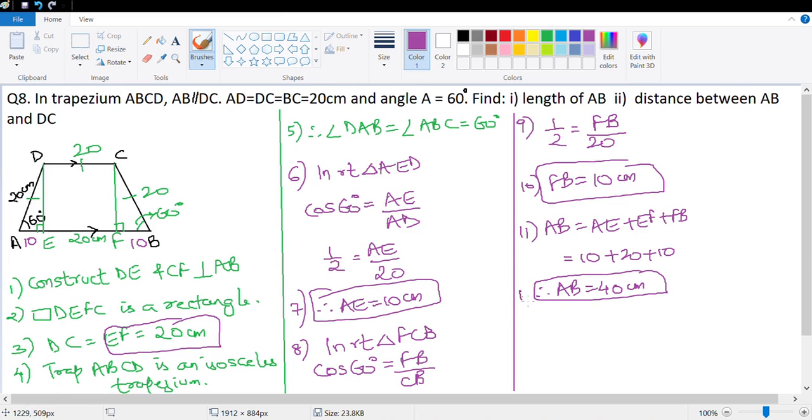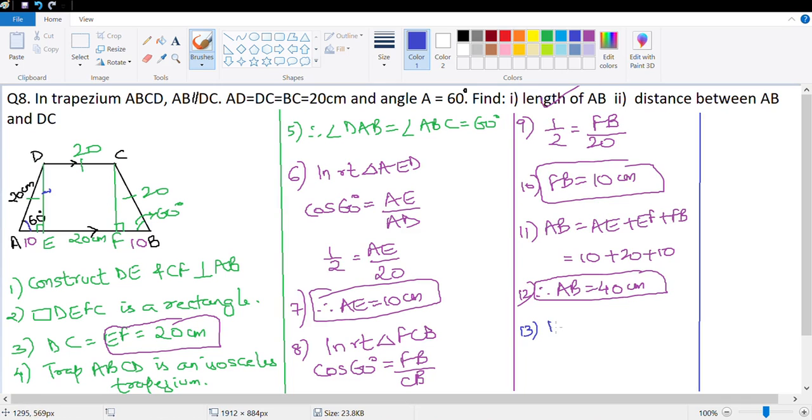So that's point number 12. First part of the question done. Let's look at the next part. The next part says distance between AB and DC, which means I am looking at the length of DE. So this time we are looking at sine. This is for reference angle 60 degree. This is perpendicular or the opposite.